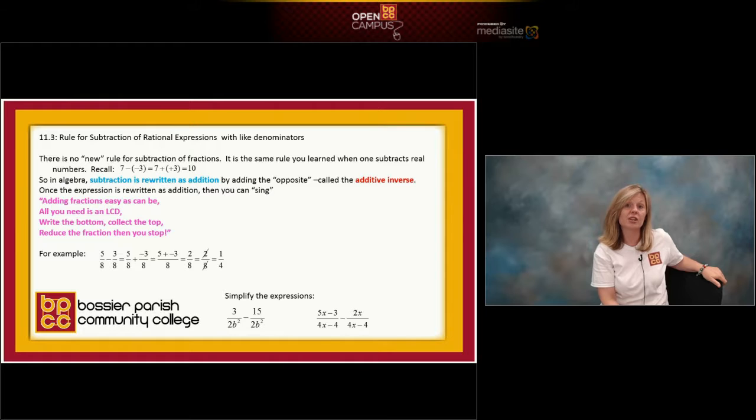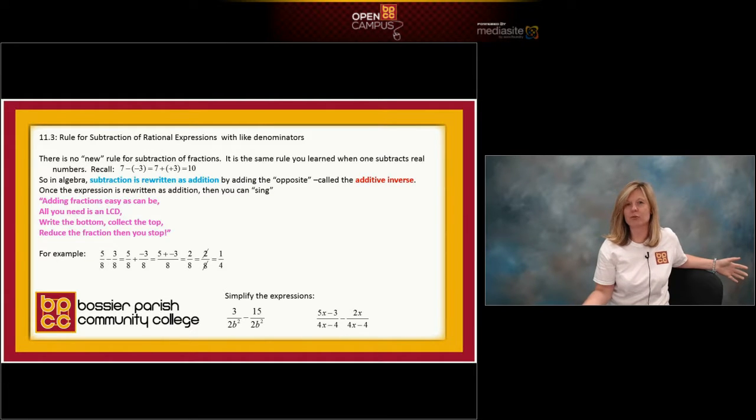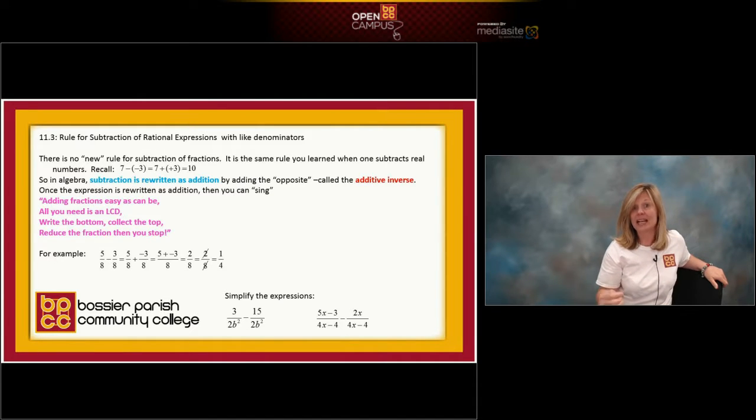Okay, so if we could do addition of irrational expressions, now we have to do subtraction. If you recall from arithmetic, all subtract means is add the opposite. If I write the expression 7 minus negative 3, what that really means is, starting with 7, I'm going to add the opposite of negative 3, which is positive 3. So 7 minus negative 3 gets rewritten as 7 plus positive 3, which we know is 10.